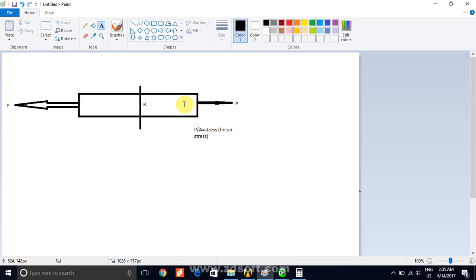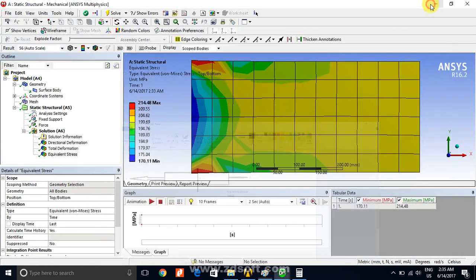Here you can see multiple color patterns have arrived. Red is showing 214, and at this region, definitely away from the boundary condition, you will get approximately 200. So you will say yeah, it's okay, we are getting 200, but in this analysis the effect of the boundary condition has been included in this model.